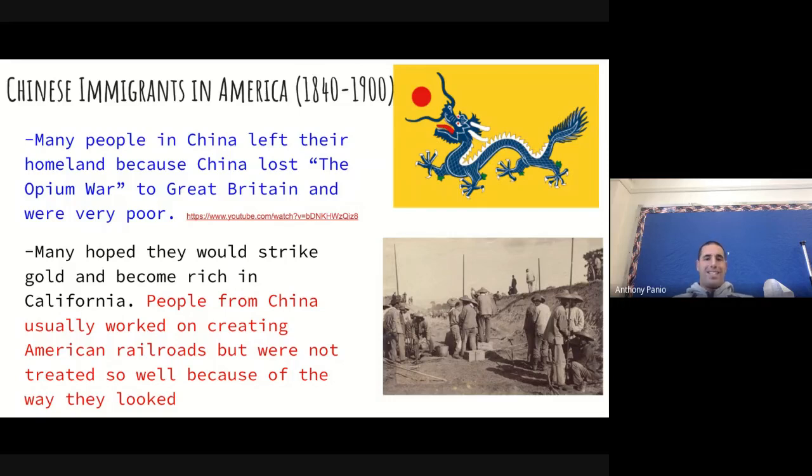Now, you'll learn about this in 10th grade. We're not going to spend too much time on it. But Great Britain got in a war with China over the seed or drug of opium. And this is going to lead to Great Britain taking control of China's government for some time. This is what the Chinese flag used to look like. It looks nothing like it does today because it was a separate government running them at the time.